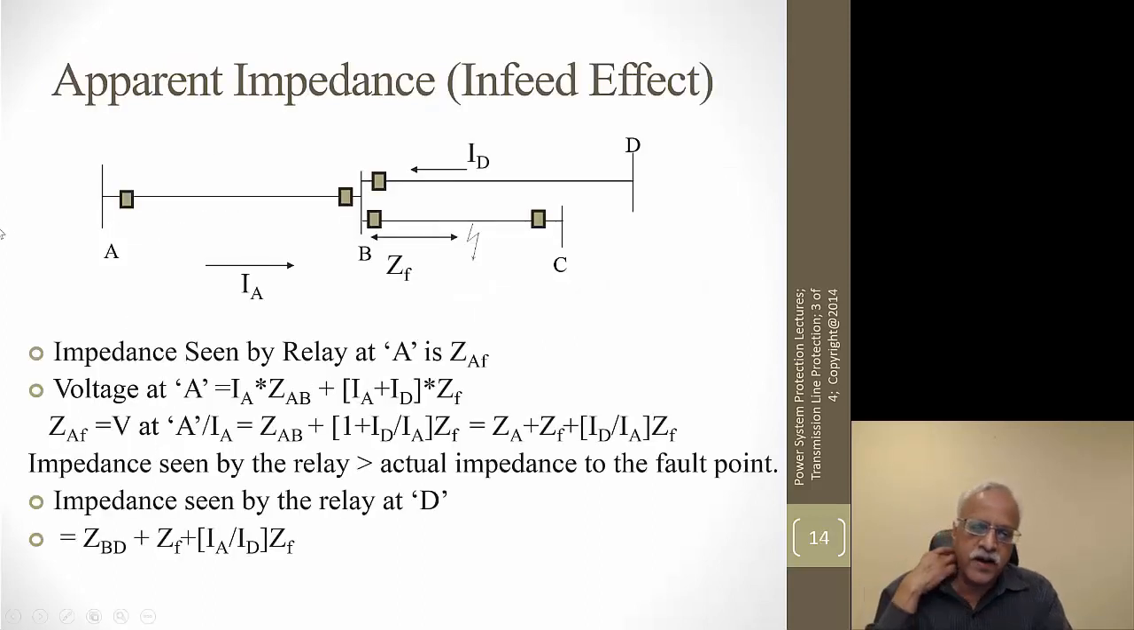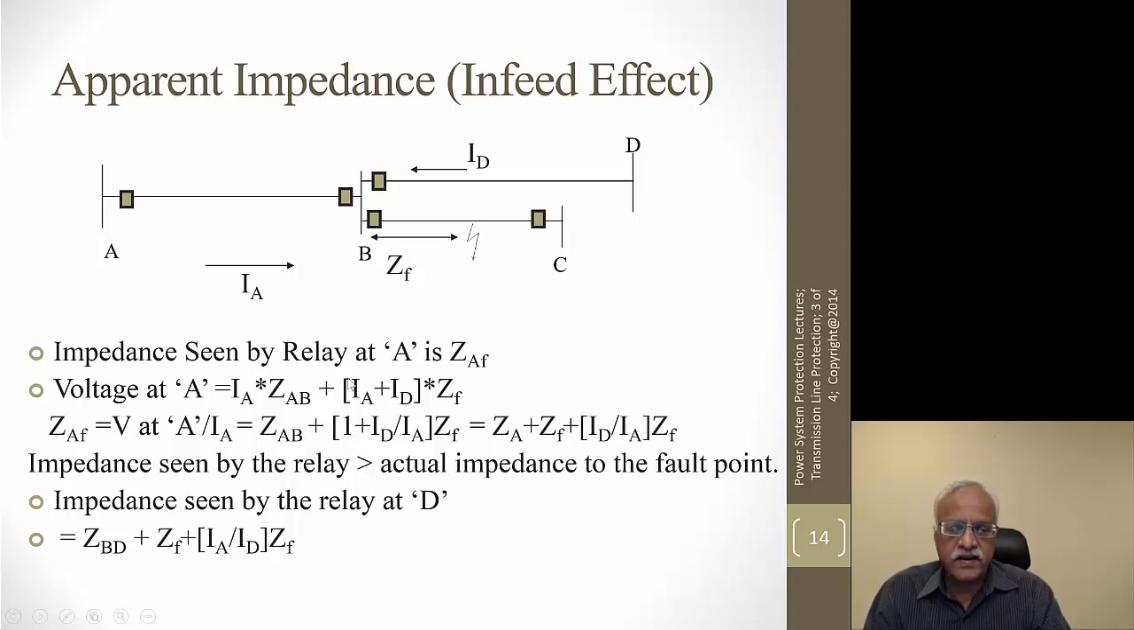There is what is called the apparent impedance effect, the in-feed effect. Here we know that if there is a fault here, the impedance seen by the relay is ZAF. Now the voltage at the relay is IA times ZAB, the impedance of the line section from A to B, plus (IA plus ID) times ZF. This is the impedance, right? So if you take the voltage drop across this, it has impedance times the sum of these two currents, but here we are taking only one current, so it measures a higher impedance.